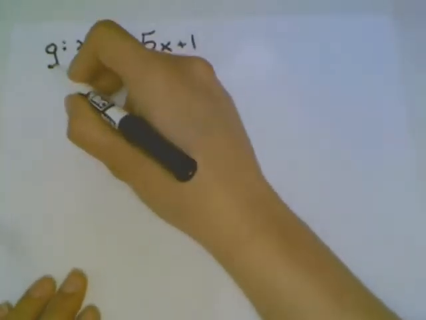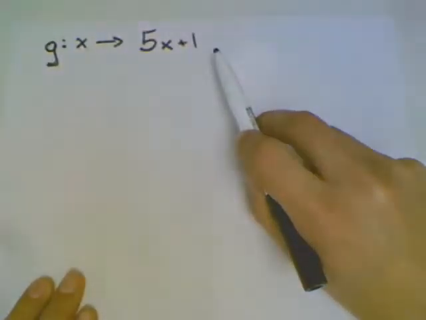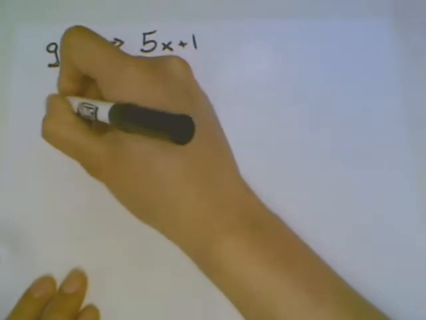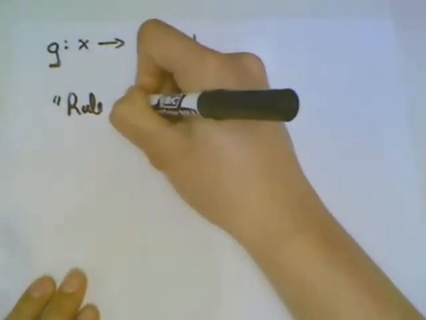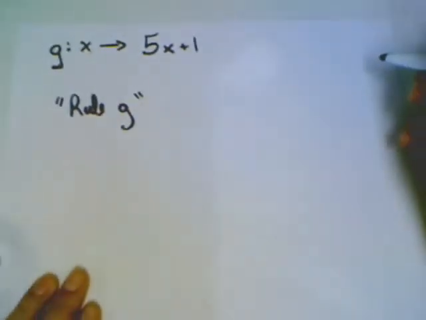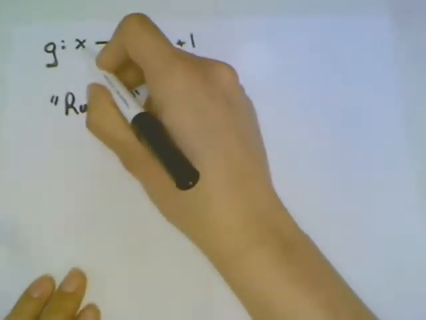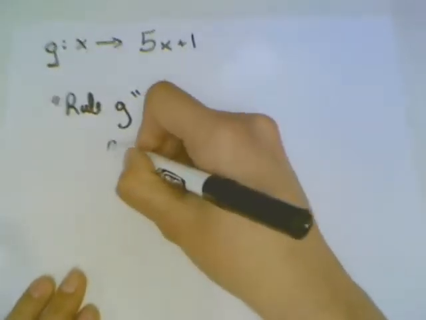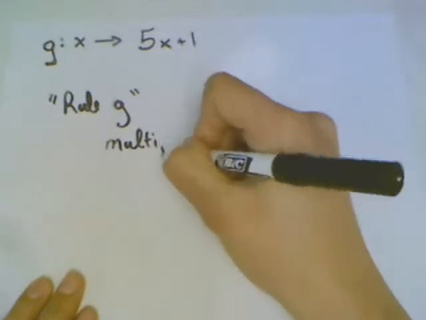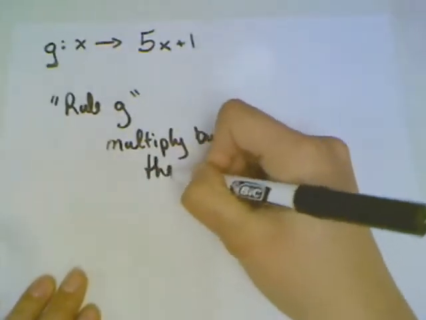Let's consider the function rule g. These symbols are telling us that the rule is called g. So we're talking about rule g. That's the name of the rule. And rule g tells us, take x as the input and do this to it. What is the rule saying? The rule is saying multiply by 5, then add 1.